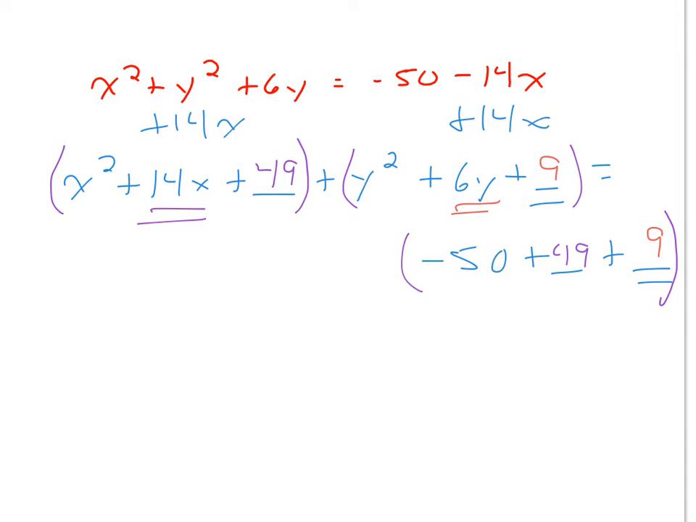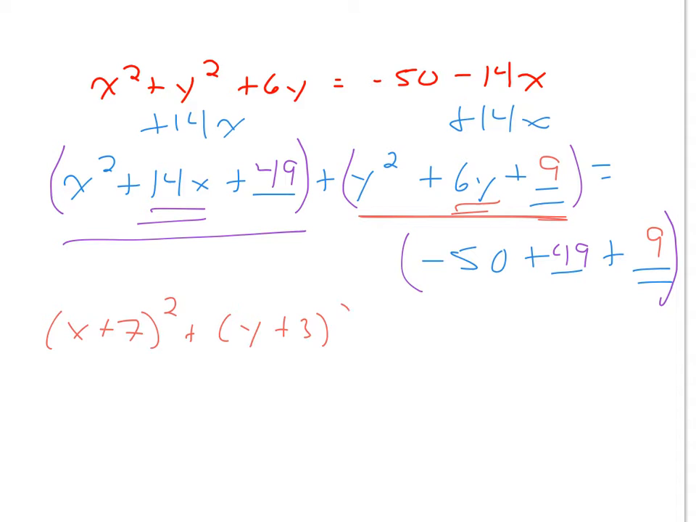So I know now that x squared plus 14x plus 49 is (x + 7) squared. So I'm going to write that as (x + 7) squared. My y squared plus 6y plus 9, this part right here, is going to become (y + 3) squared. And that equals negative 50 plus 49 is negative 1. Negative 1 plus 9 is 8.